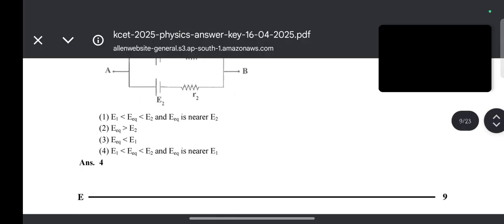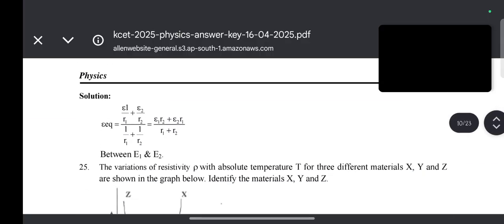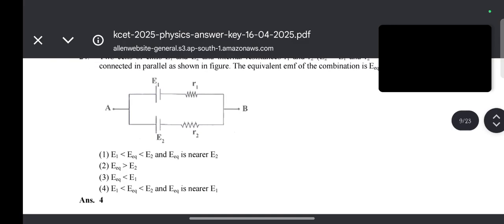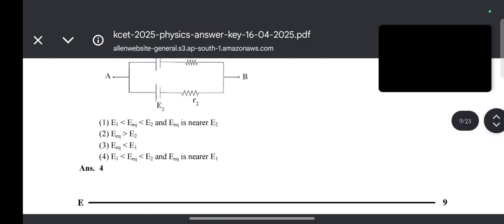So therefore EEQ is equal to E1 R2 plus E2 R1 by R1 plus R2, with R1 equal to R2 equal to 1. So therefore it is equal to (E1 plus E2) by 2. So therefore the correct answer is option 4.